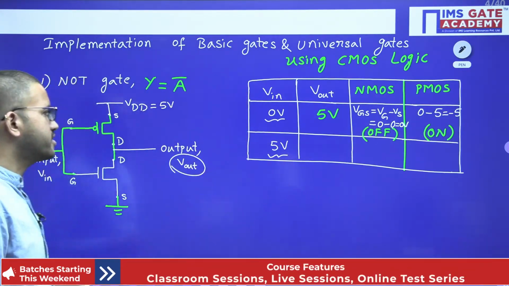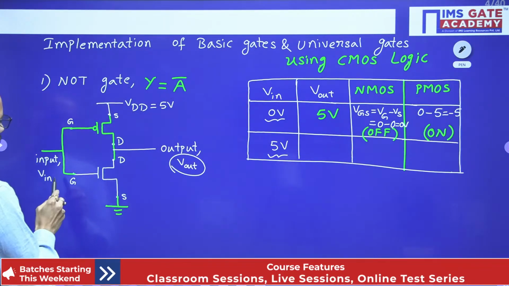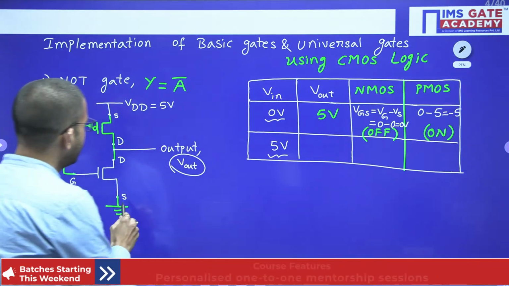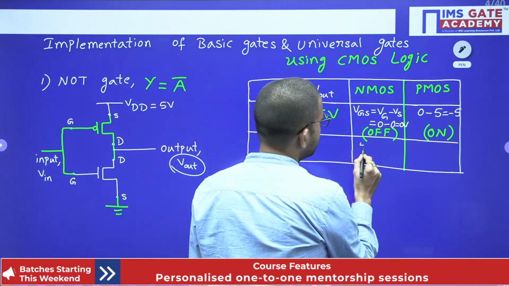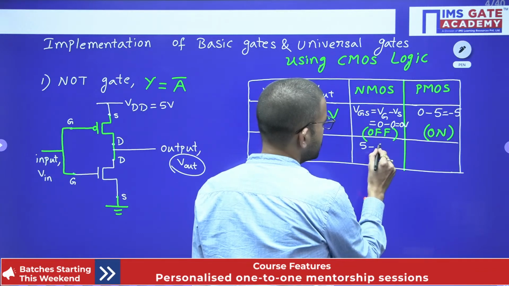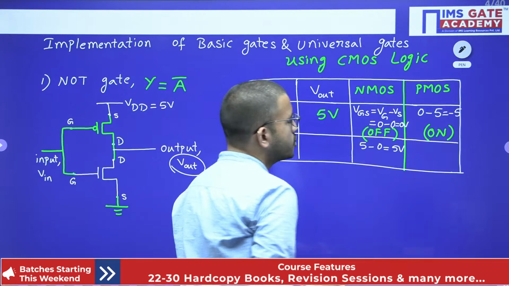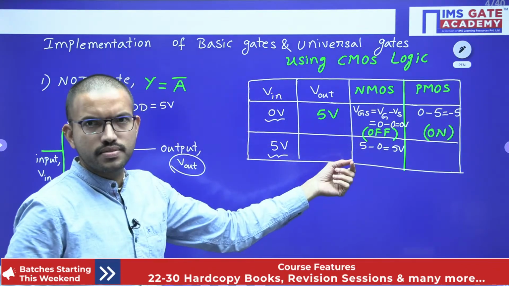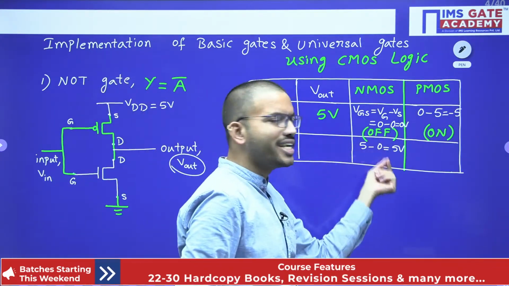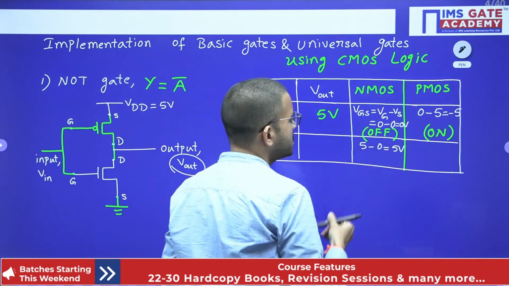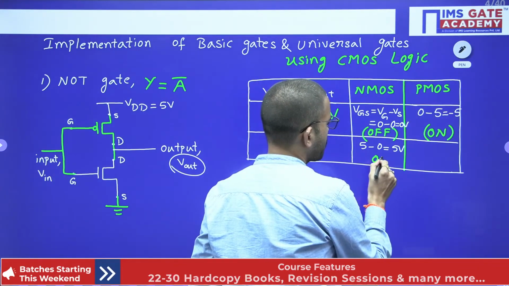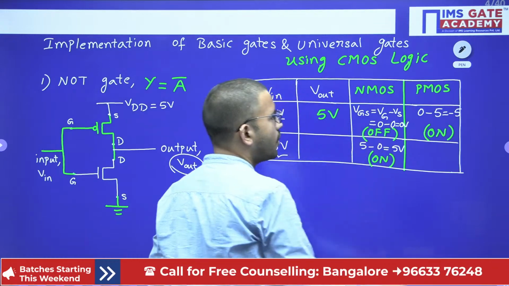Okay, how is it, let us see. Here I have given 5 volt, so in this case, VG is 5 and VS is 0 volts. So 5 minus 0 is 5. So VGS value is positive and it is greater than 0. So that means NMOS transistor is on.